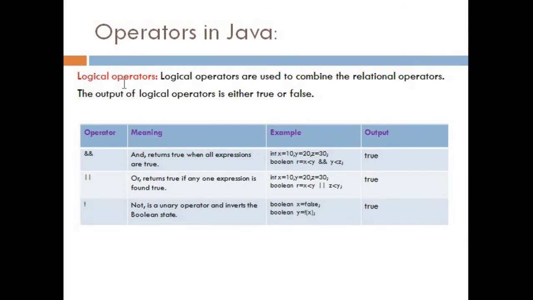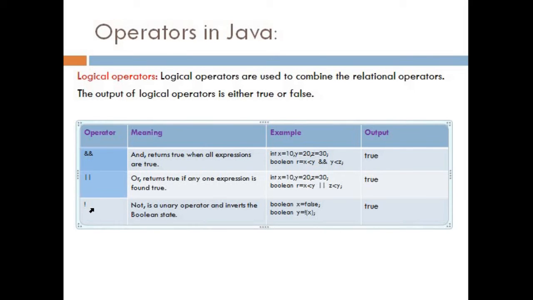So let's start with the logical operators. The logical operators are used to combine the relational operators. The output of the logical operators can be either true or false, where true denotes 1 and false denotes 0. Now look at this chart. This chart will explain the different types of logical operators. Now these are the three possible types of logical operators.